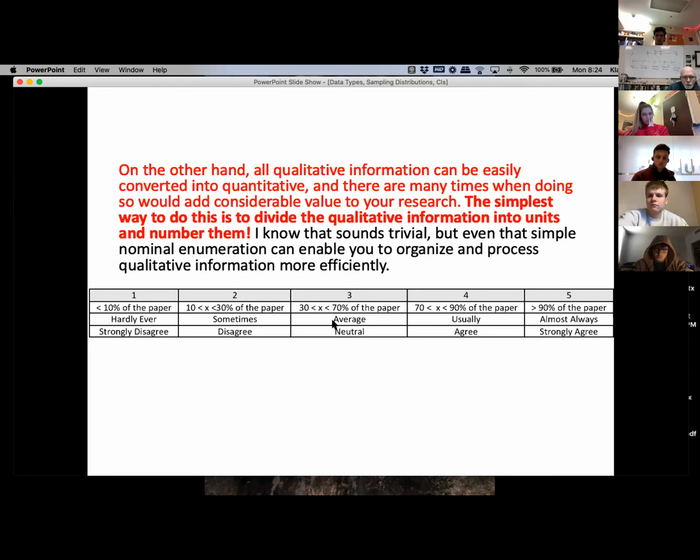Do you agree or disagree, or are you just kind of neutral? Well, that's kind of a wishy-washy middle ground. Do you disagree or do you strongly disagree? To get to the strongly disagree part, you would probably have to have much stronger feelings about whatever that is.